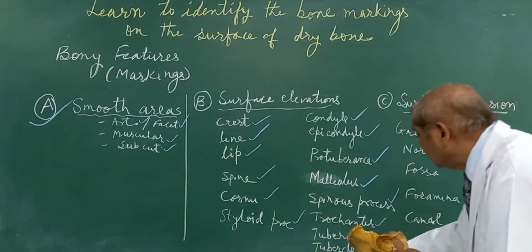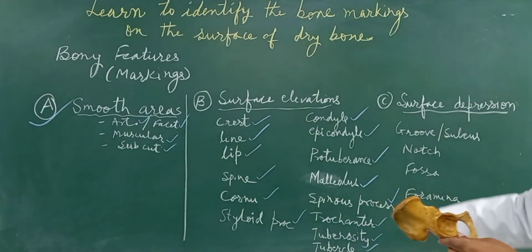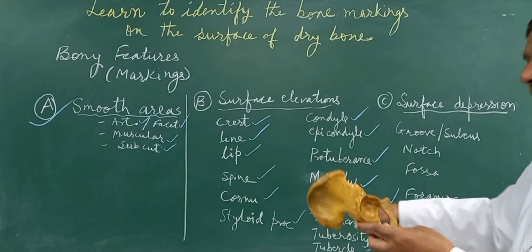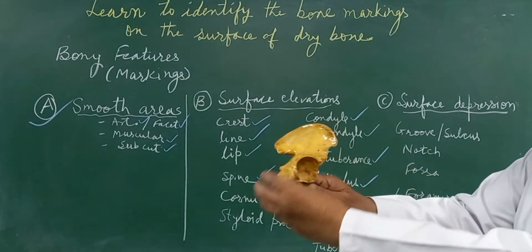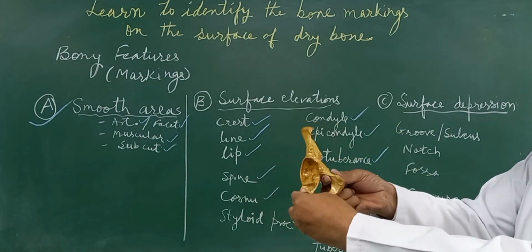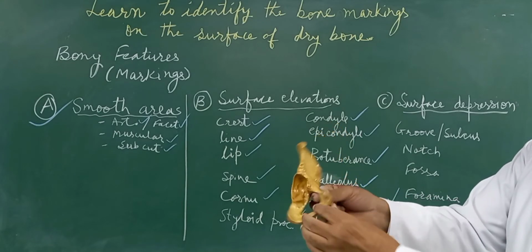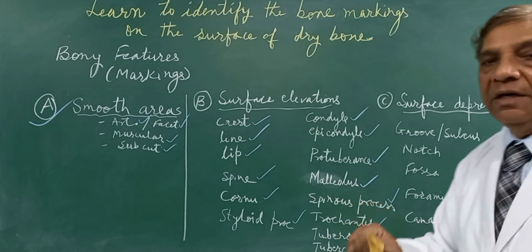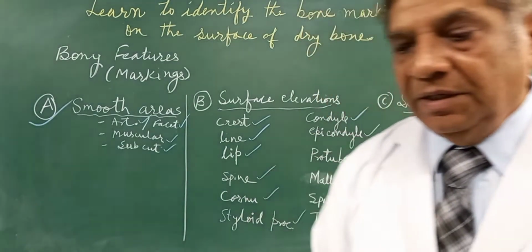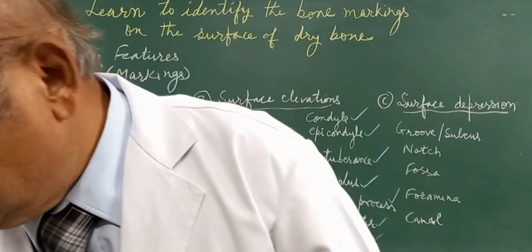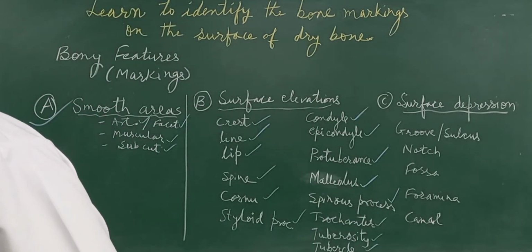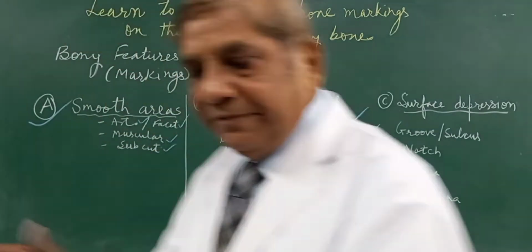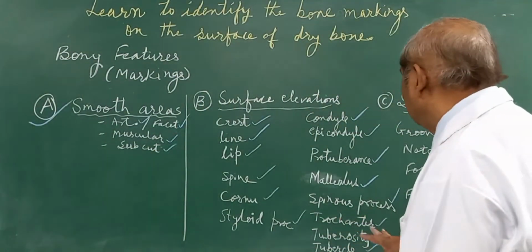There is not much difference between these bony projections, so they are sometimes confusing. Tuberosity is a large mass of projection of bone, while a tubercle is a small projection. This is the pubic tubercle here. In the case of the humerus, there will be tubercles too, but I don't have a humerus here.